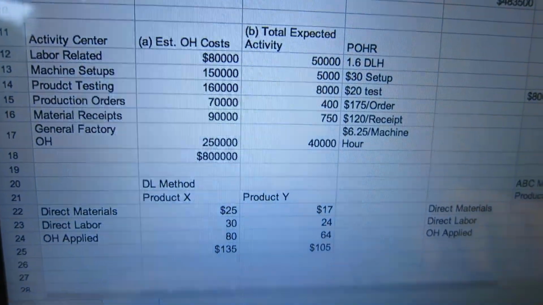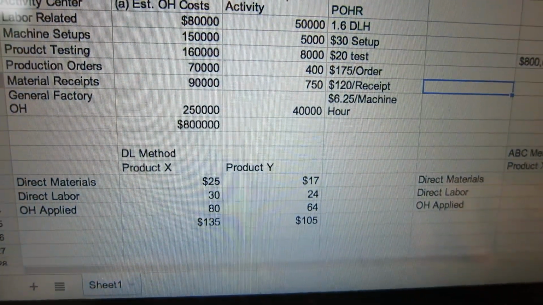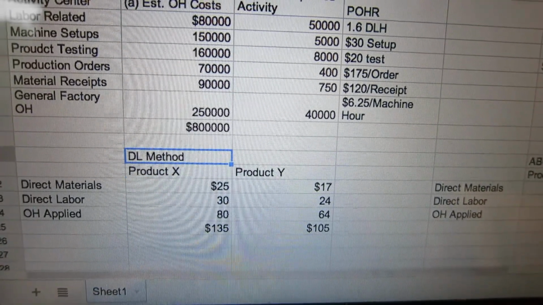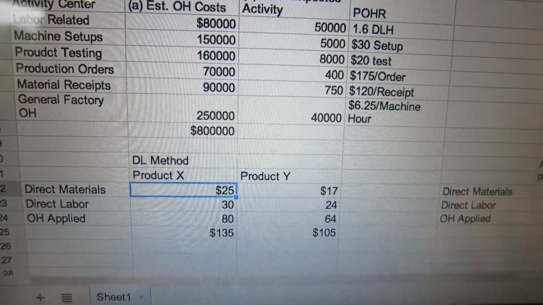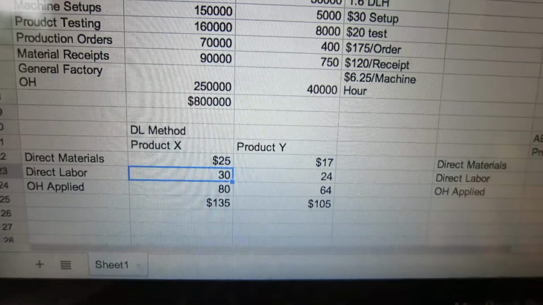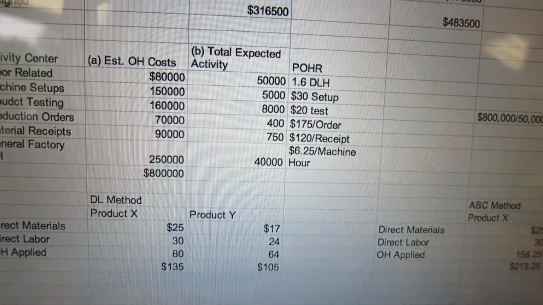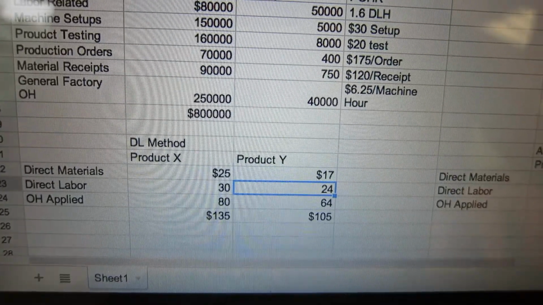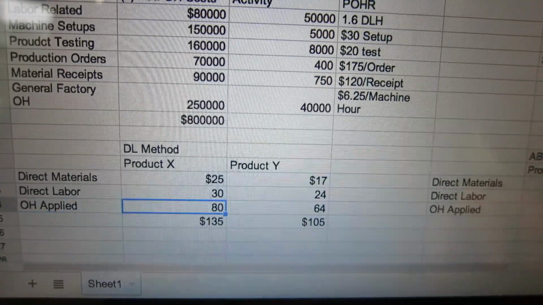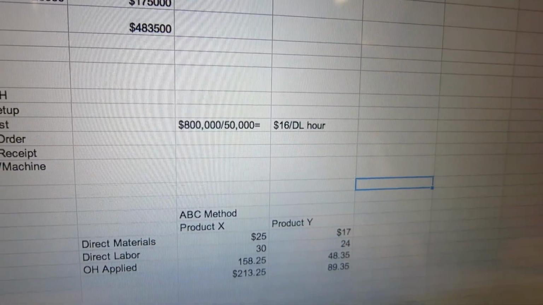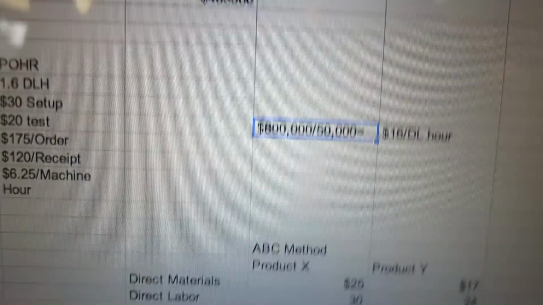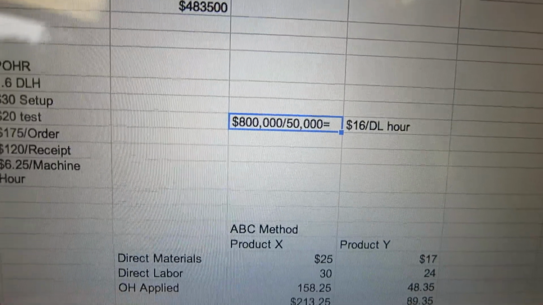Okay, when we're looking at analyzing overhead with a direct labor method, look at product X and Y. So the direct materials and direct labor is going to be the same whether you apply it with the direct labor or the ABC method, which is 25 and 30 for product X, 17.24 for product Y. For figuring out the overhead applied, we have to look at the estimated overhead cost by the total number of labor hours.